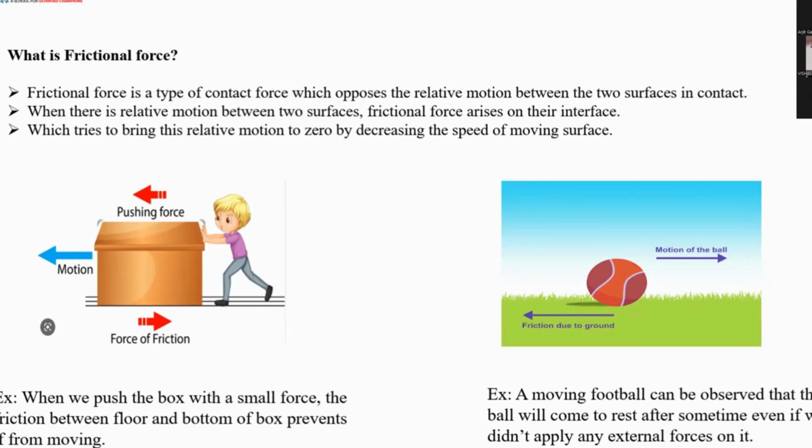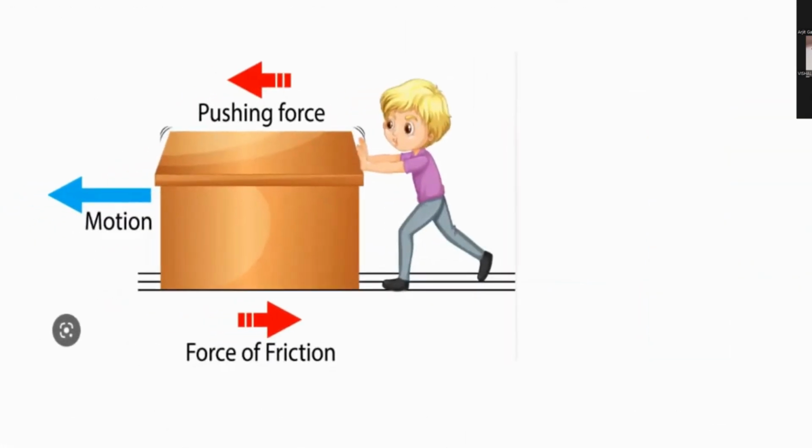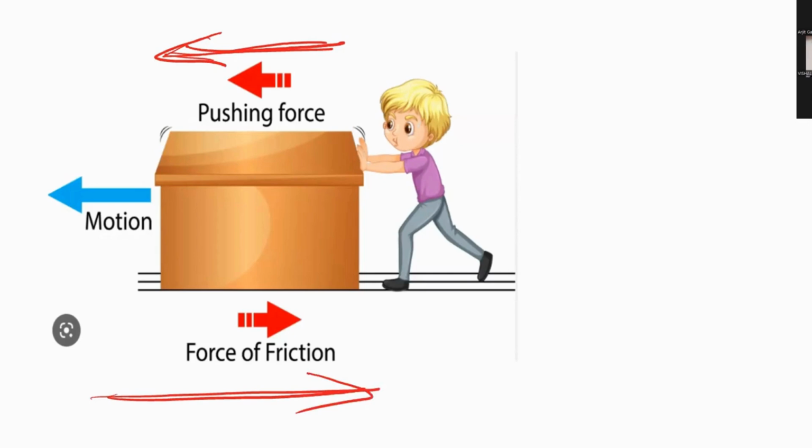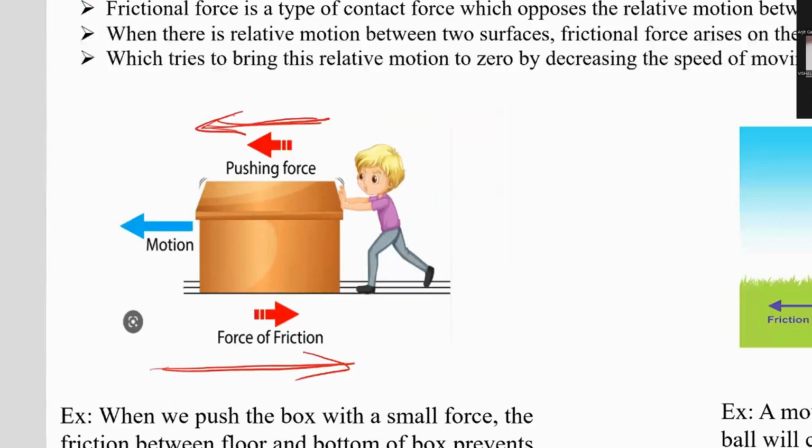But still, the table is not moving. Why? Because frictional force is acting in the opposite direction. See here, the boy is applying force in which direction? In this direction, right? And the frictional force is acting in the opposite direction. Can you see that? So it will assist the movement or it will resist the movement? Resist. Yes, very good. Now coming to the next slide.